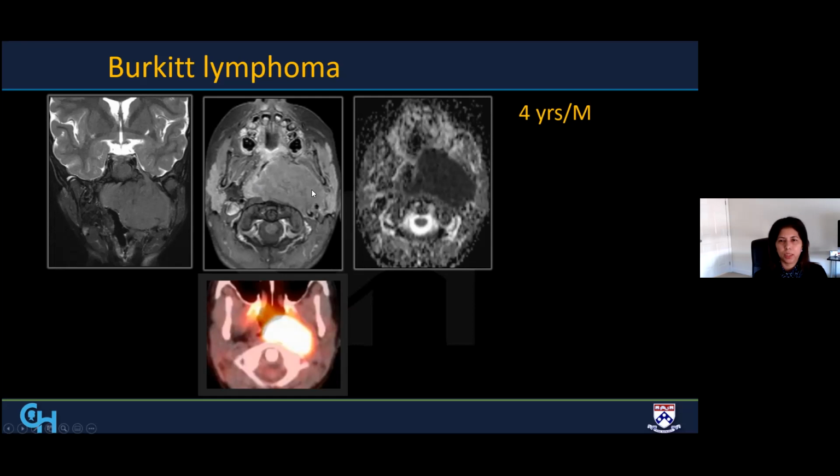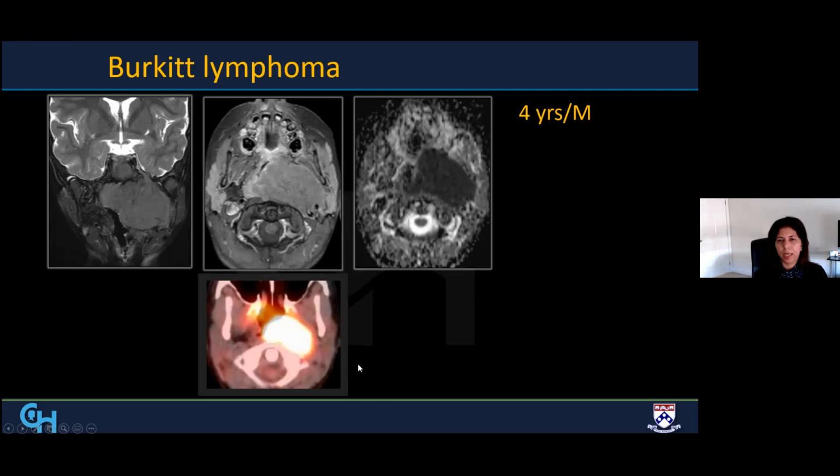It was almost extending to the parapharyngeal region, the pterygopalatine fossa, and also going into the masseter and infratemporal fossa. And notice this was showing enhancement. This is the ADC map, which is showing, because it's a very cellular tumor, restricted diffusion and low signal on ADC. And this is the intense uptake that you get on the FDG PET correlated image.